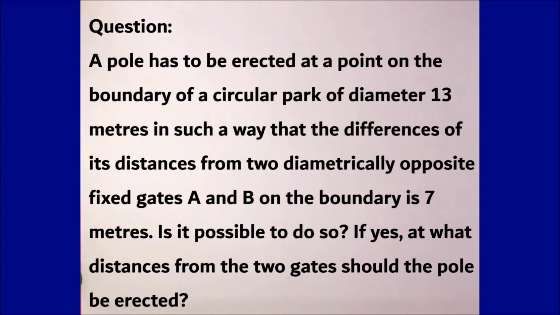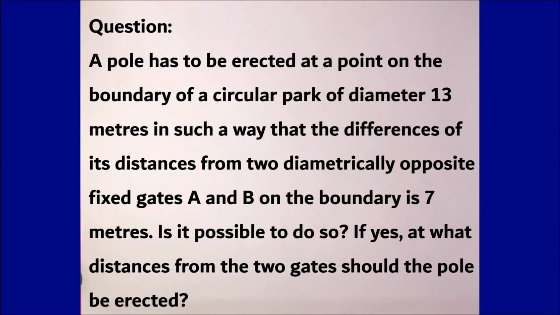Now, as per the question, there are two parts. One part is asking whether it is possible to do so, and the other part is, if yes, at what distance from the two gates should the pole be erected. If our answer is yes, then we need to find out at what distance from the two gates the pole should be erected.